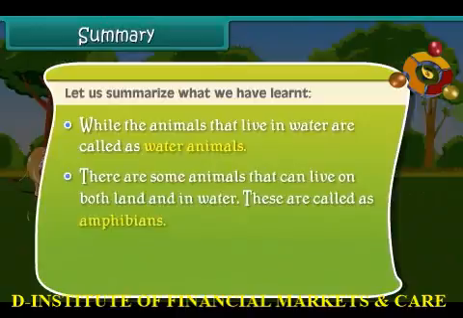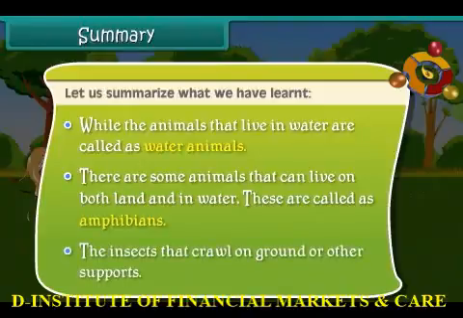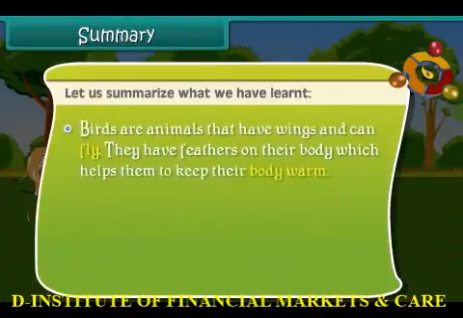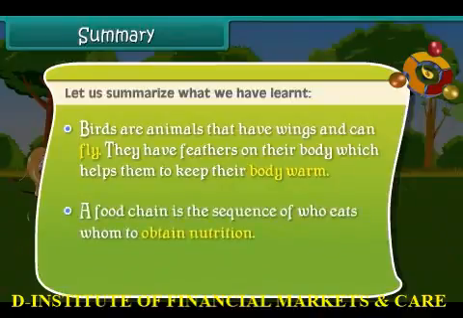There are some animals that can live both on land and in water. These are called amphibians. The insects crawl on ground or other supports. Birds are animals that have wings and can fly. They have feathers on their body which help them to keep their body warm. A food chain is the sequence of who eats whom to obtain nutrition.